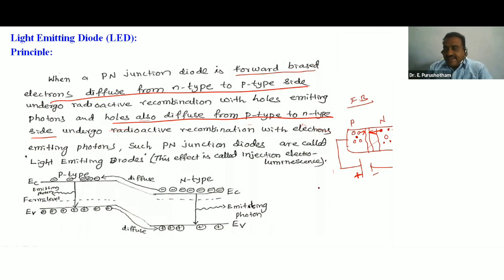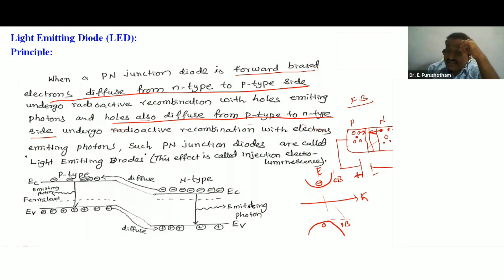Already in direct and indirect band gap of semiconductors, we discussed this. Take the x-axis as the propagation wave vector, and on the y-axis energy. This is the conduction band, this is the valence band. This is the electron, this is the hole. This is the valence band, this is the conduction band.